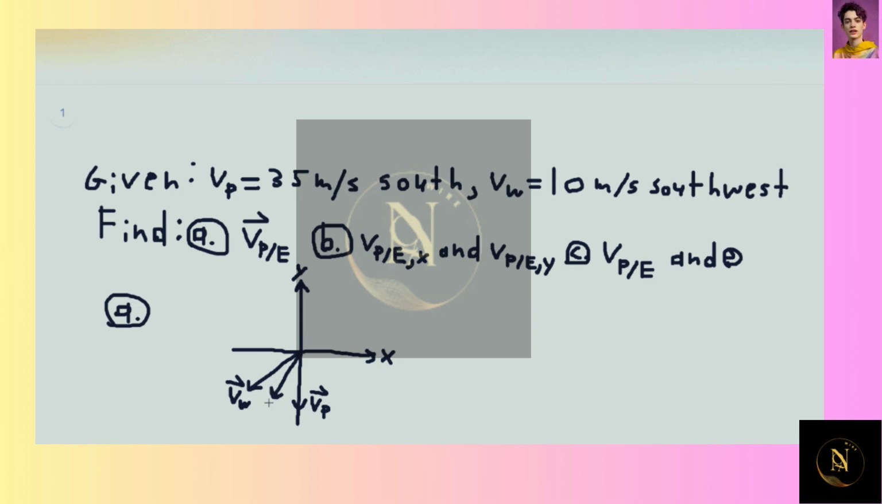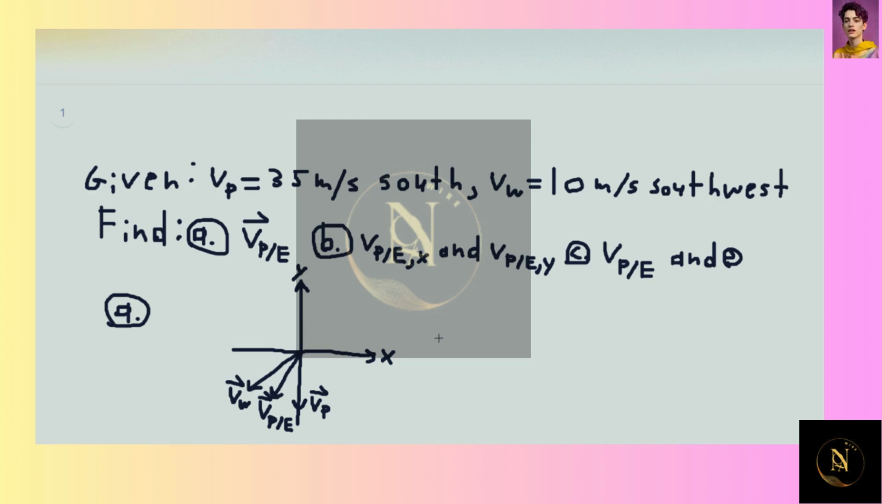So the actual velocity of the plane is going to be the vector of the plane relative to the Earth here. Okay, so it's going to be V of the plane relative to the Earth. And again, this is the actual velocity of the plane. Okay. So now we have the vector of the plane relative to the Earth's position here among the other two vectors. So now let's look at part B.